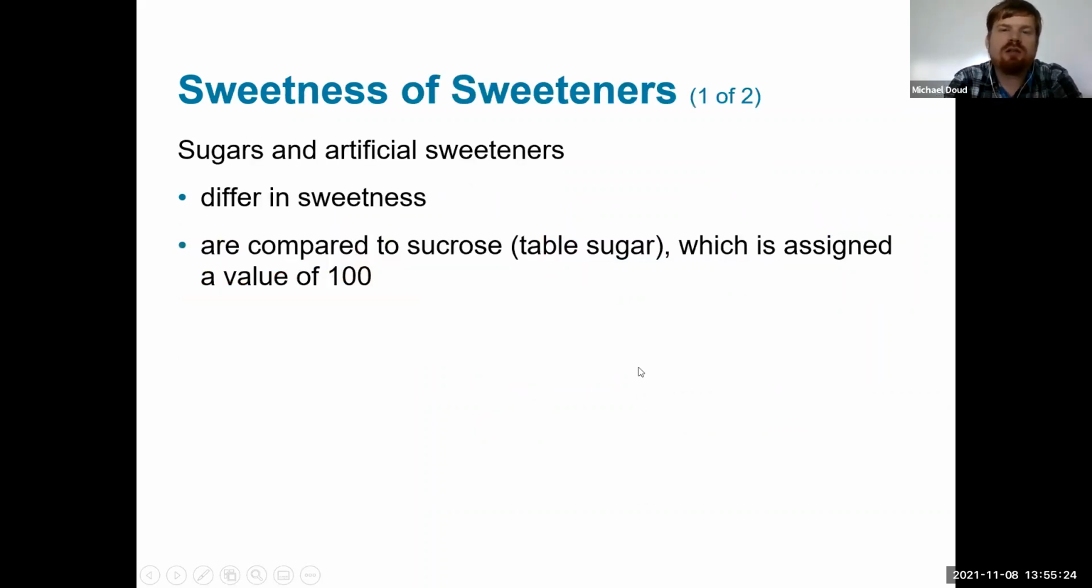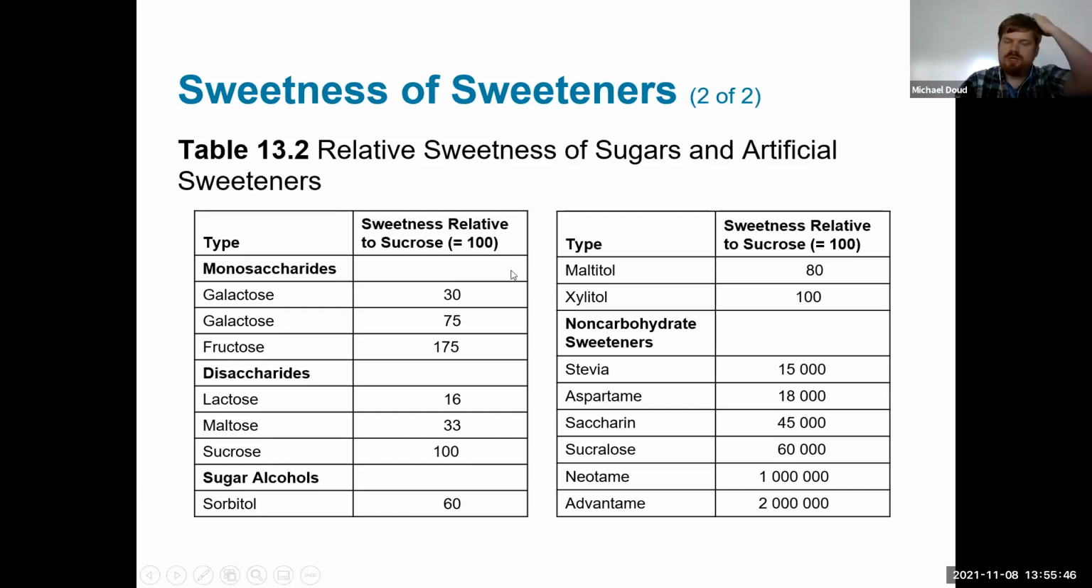Okay, so let's take a look, and we'll just briefly talk about sweetness and what that means. Sugars and artificial sweeteners have different flavors, and they differ in how sweet they are. The way that we assign the flavor is we say that sucrose is a value of 100 sweet units. Compared to that, we can see that monosaccharides like glucose (I'm sorry, I think this should be glucose here) are less sweet than sucrose.